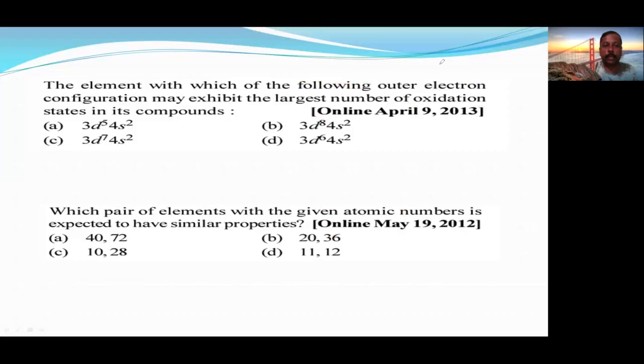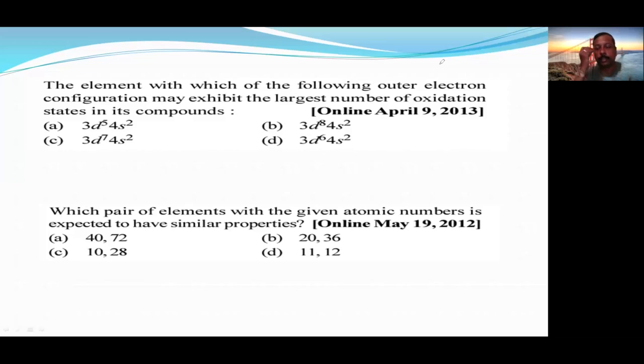Okay, students, now let us see the next question. An element with which of the following outer electronic configuration may exhibit maximum number of oxidation states. Like it is of the 3d series only.